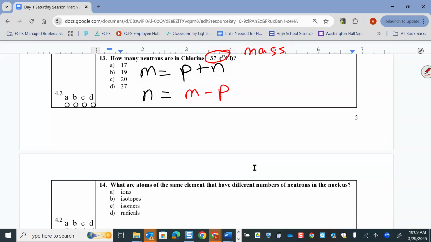So, how many neutrons? To figure that out, I need to figure out protons. So chlorine has how many protons? Chlorine has 17 protons. 17 positive, right? So total mass is 37 minus 17 equals how much? 37 minus 17. 20 neutrons. Did you get it right? No, no. 17.